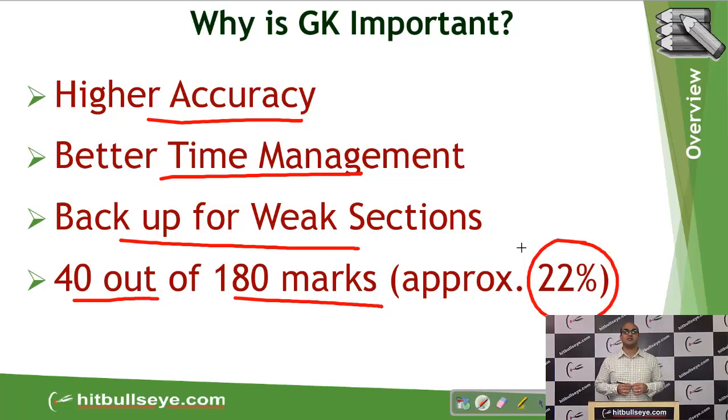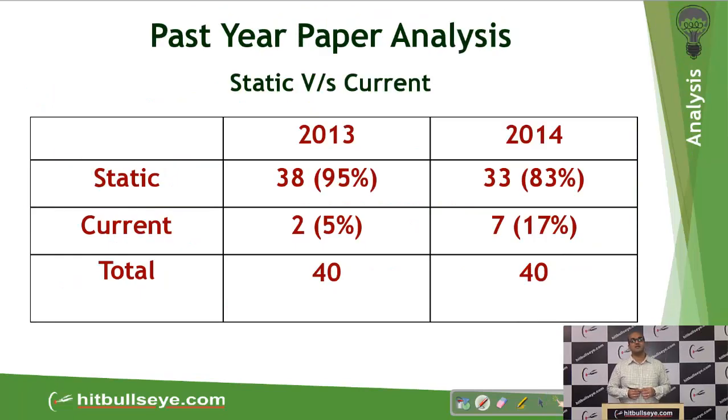The GK section in the SNAP written test can be broadly divided into two parts: static GK and current GK. Static GK, as the name suggests, consists of questions from areas which do not change over time like history, geography, constitution, etc. Conversely, current GK has questions from current affairs from India and across the world from the last 12 months.